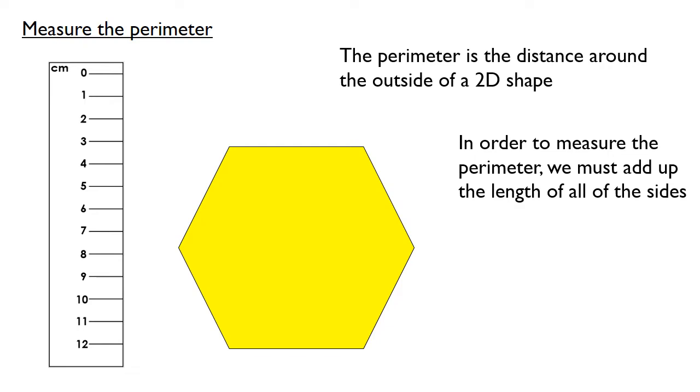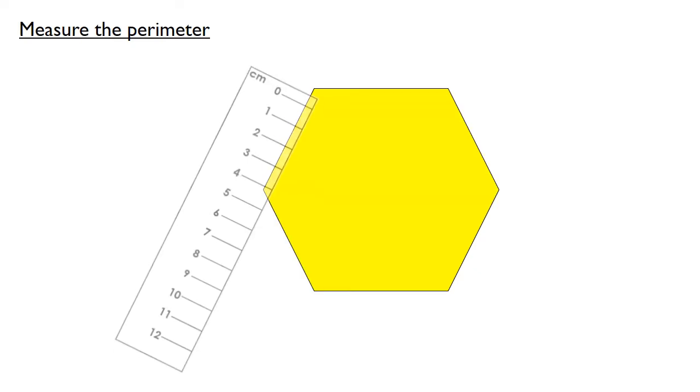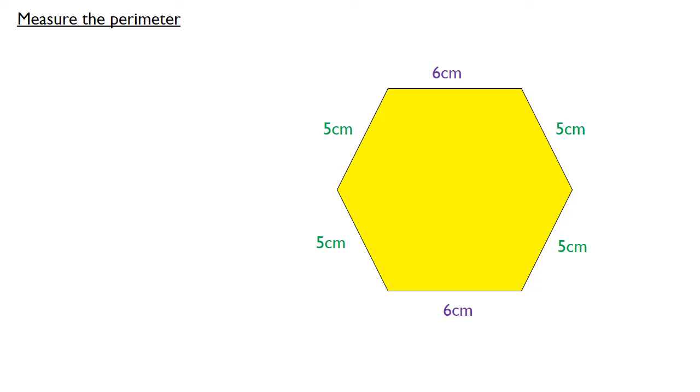So here you have a hexagon and you have a ruler. So how would you go about measuring the perimeter? What I imagine you would do is you would take your ruler and you would measure each side of the hexagon in turn. And then once you have done each of these 6 sides, you will have these measurements. So 4 of the sides measure at 5 centimetres each, and 2 of them are 6 centimetres.